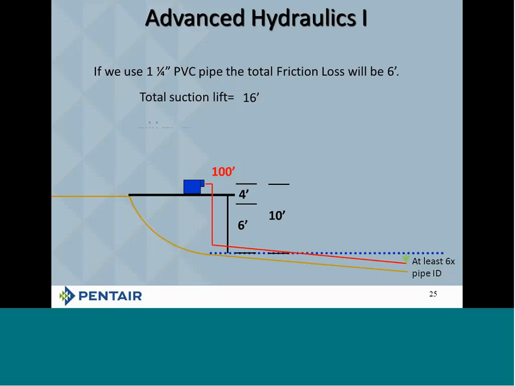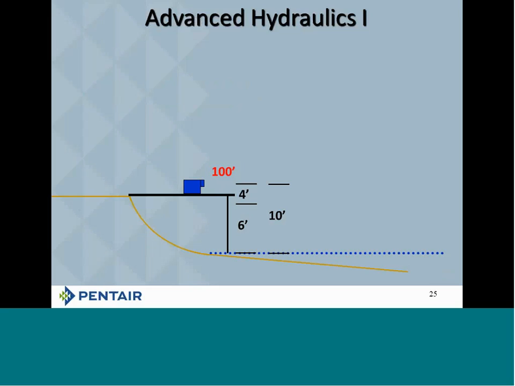So the question is, can we fix some of this? Well, we already decided that we can't change the vertical. But can we change the friction loss? The answer is obviously yes, otherwise why would we bring it, right? So, how do I fix some of this friction loss? I start going to bigger pipe.